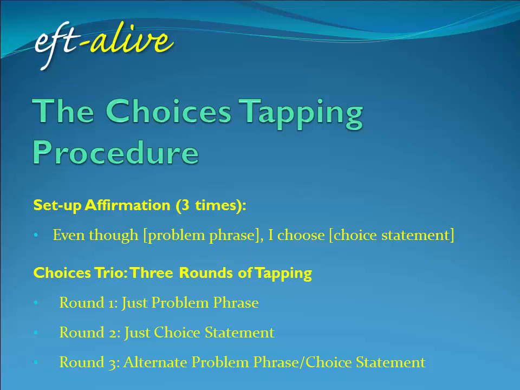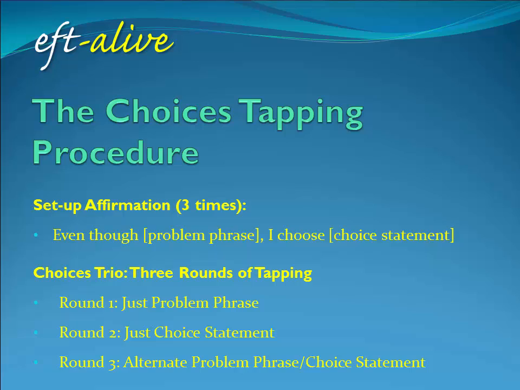So once you've done those three rounds, you have completed what Pat Carrington calls the choices trio, which would be, you know, her modified version of the EFT basic recipe. What I usually do at that point is take a deep breath, and then you check back in with how intense the issue is, you know, whatever the problem is that you're addressing.